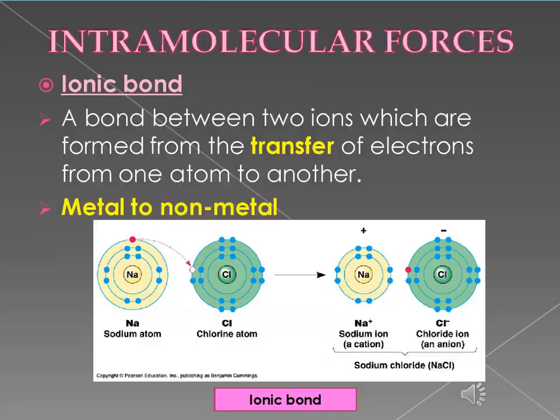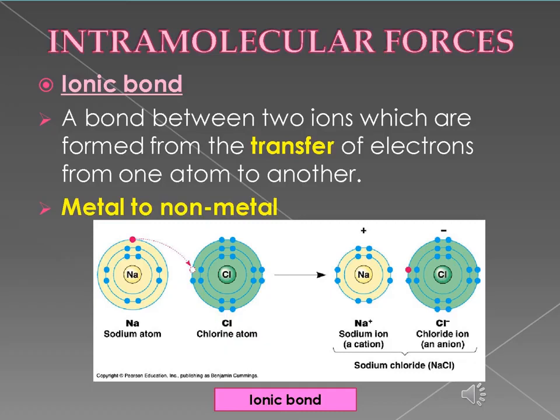So for sure, polar has one atom which acts as negative charge and another atom which acts as positive charge. Next, we look at the second type of intramolecular force, which is ionic bond. An ionic bond is a bond between two ions formed from the transfer of electrons from one atom to another atom. Please remember that ionic bond happens when electrons are transferred from a metal atom to a non-metal atom. For example, sodium chloride, which consists of sodium atom and chlorine atom.